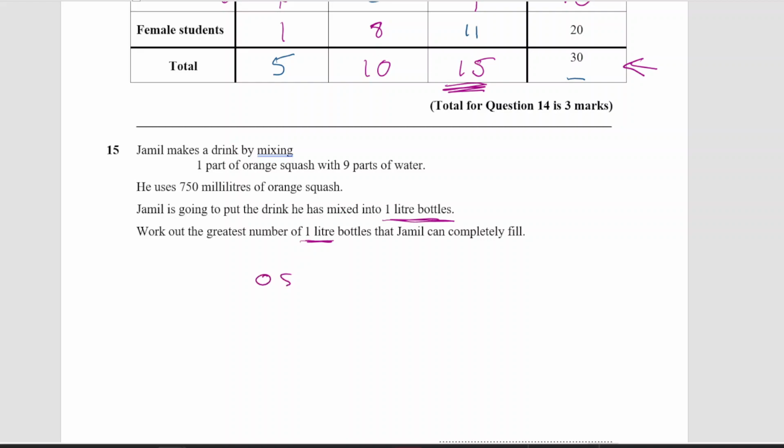So we've got orange squash to water. We've got 1 to 9, and we know that he's going to use 750. So we need to work out, we can do this in a couple of ways to be fair. Basically we've got 10 parts. If we know that 1 part is going to be 750, then 10 parts is going to have a total of 7,500.